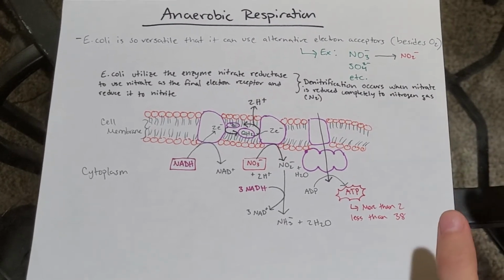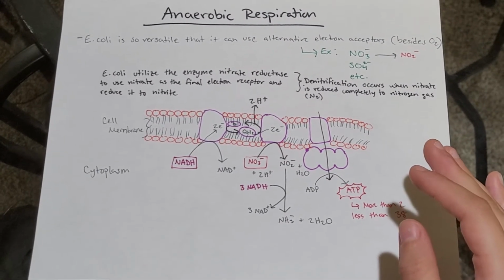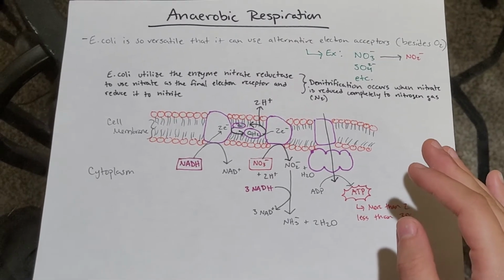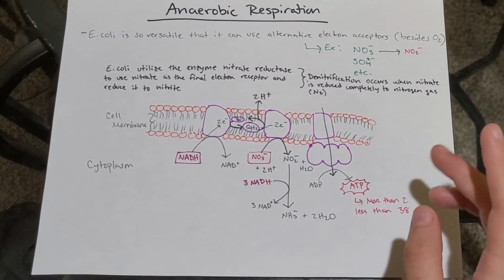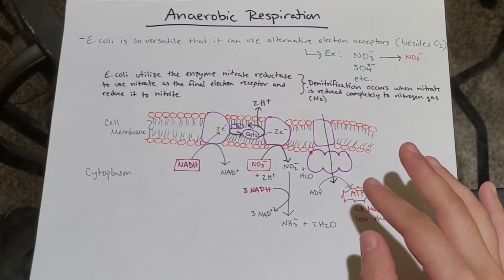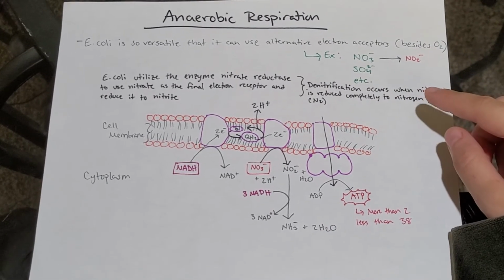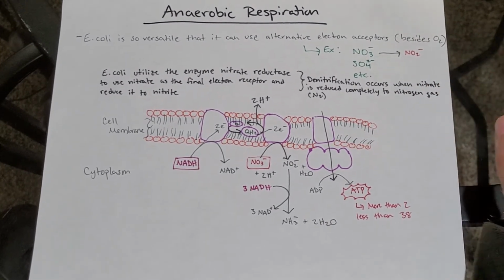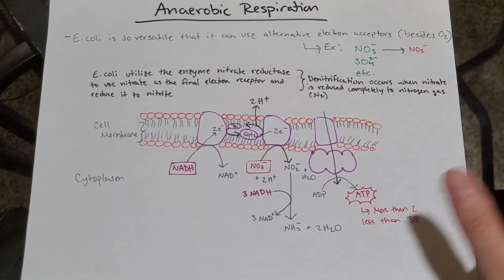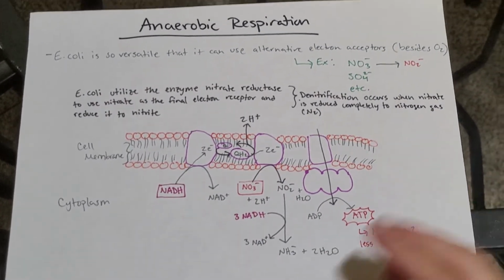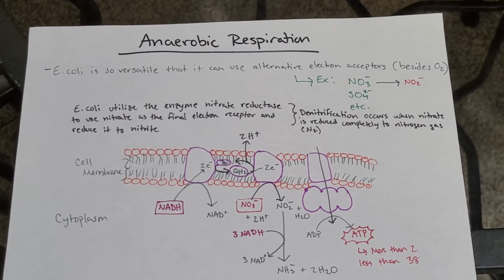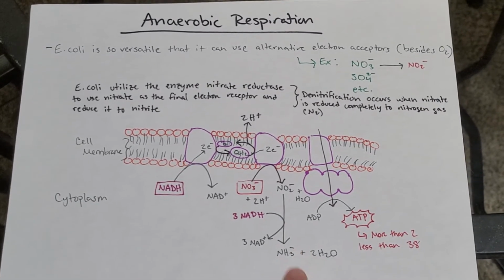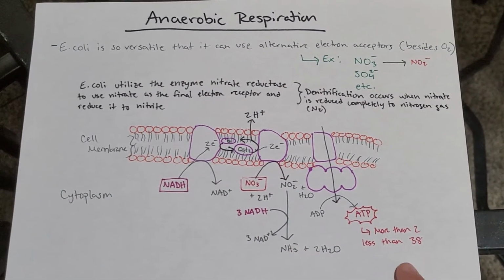Bacteria using nitrate and sulfate as final electron acceptors is essential for the nitrogen and sulfur cycles that occur in nature. Although E. coli does not do this, other bacteria are capable of further reducing nitrate into nitrogen gas through a process called denitrification. Nevertheless, the process is very similar to aerobic respiration, except that nitrate is the final electron acceptor, and this process produces less than 38 ATP.